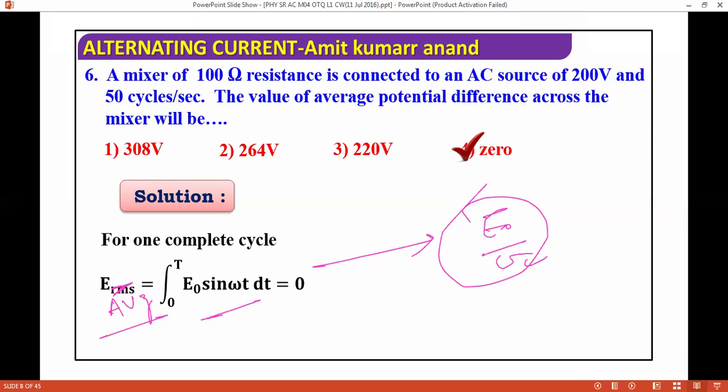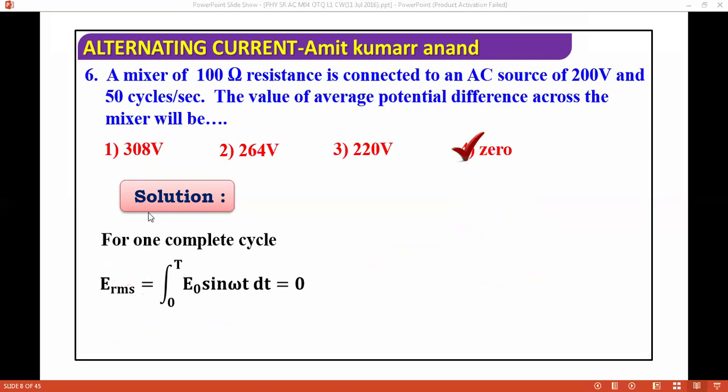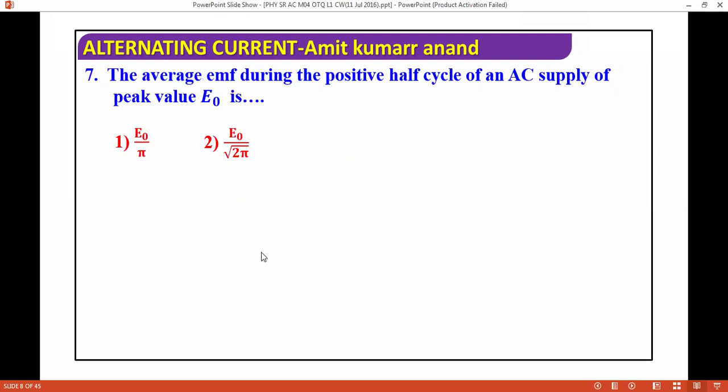So 4 questions remaining. I will complete the next 4 questions today. Let's see how many of you are getting all the questions correct. Next question in front of you. The average value of EMF during the positive half cycle of an AC supply of peak value E naught. It's a very easy question. Anyone can do it.